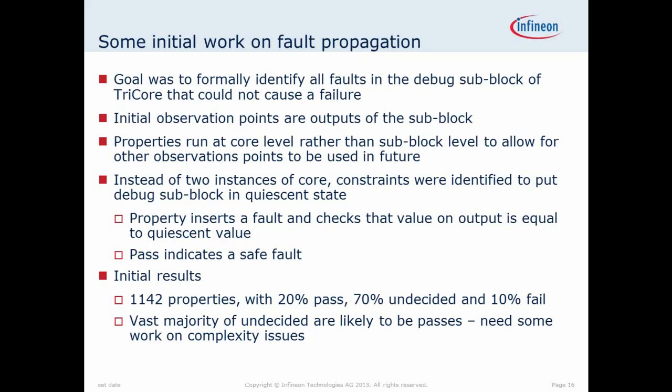So we ran something over 1,100 of these properties, and only 20% of them passed. 70% were undecided, so we had bounded fails or give-ups, bounded passes or give-ups, and had about a 10% failure rate. Probably the vast majority of the undecided are likely to be passes, because the fails tend to happen quite quickly. And so we need to do some work here on the complexity. And the fails, some analysis of the fails suggested we had to move our observation points further out. Some of these faults would propagate outside of the block, but maybe not much further.